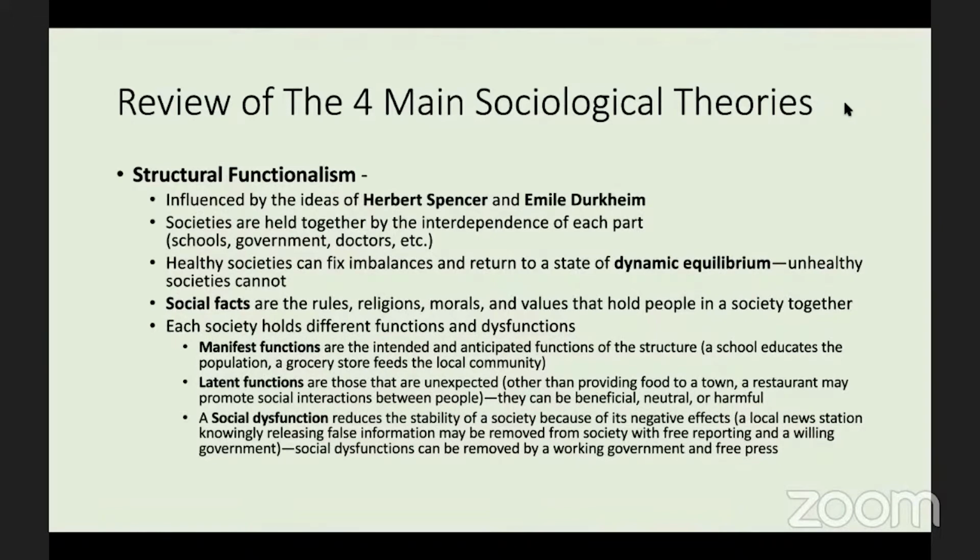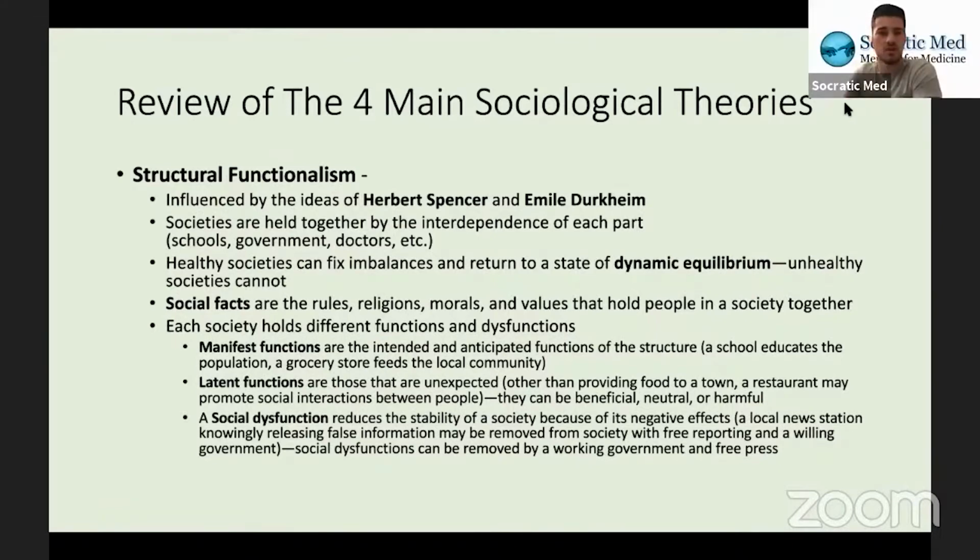It's influenced by the ideas of Herbert Spencer and Emile Durkheim. Herbert Spencer was a philosopher, I think, around the late 19th century, and Emile Durkheim was actually, some consider him the father of sociology, and he was in the early and middle parts of the 20th century. So this concept of structural functionalism has ideas of the two of theirs and even a couple of others. But these are the two big names for structural functionalism, specifically Emile Durkheim.